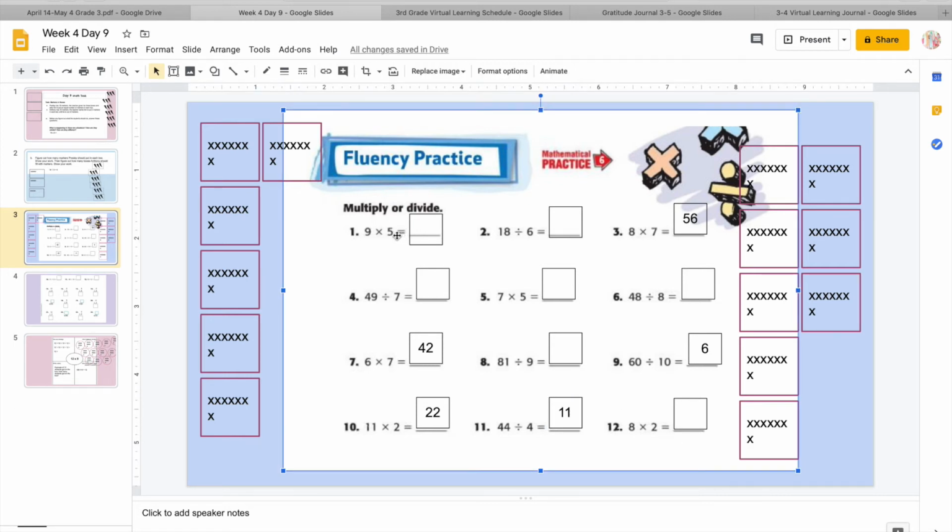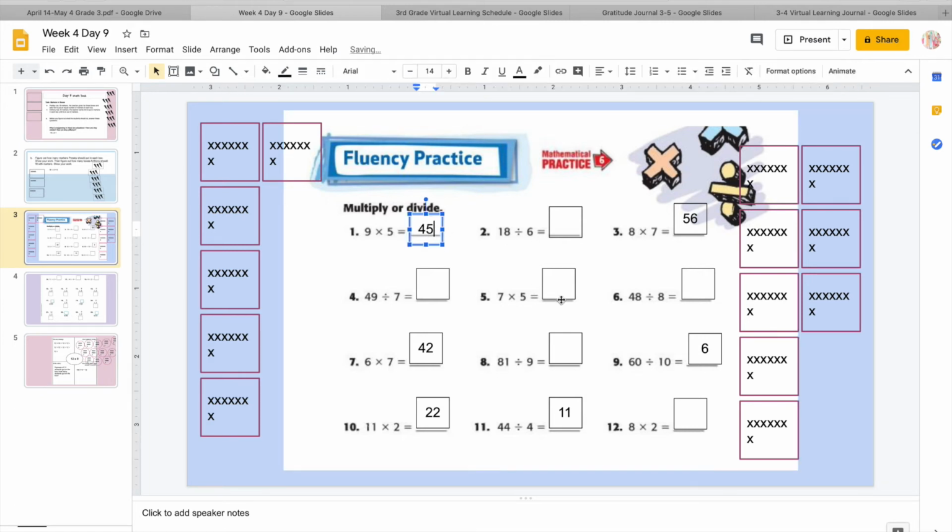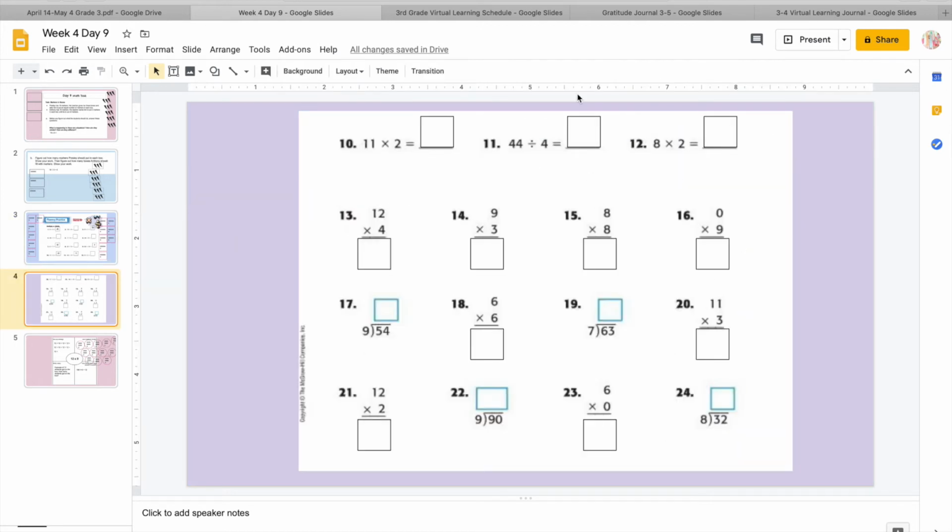5s are easy just to count in your head. So we're going to put 9 fingers up and we're going to count by 5s. 5, 10, 15, 20, 25, 30, 35, 40, 45. 5s are easy here. You guys can try that one on your own. And 2s are easy too. You can count on your fingers. You're just going to have more of the same practice here.